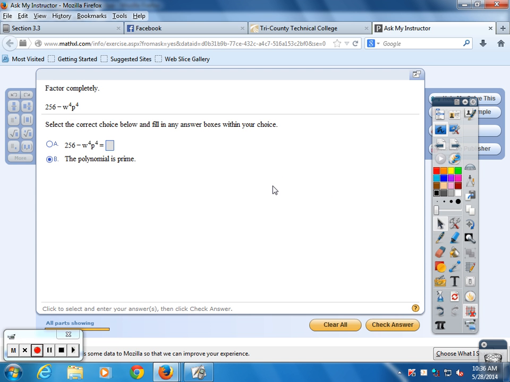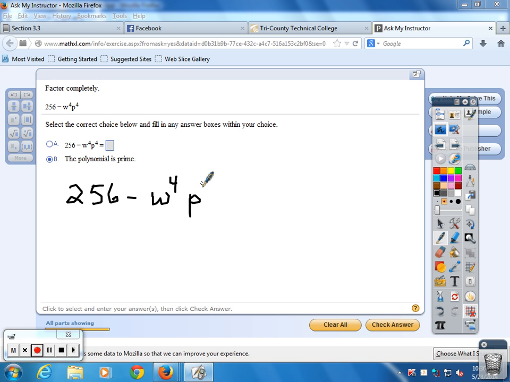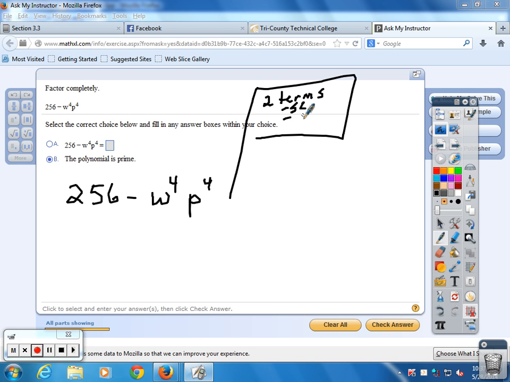Okay, another 2-term polynomial. So that means we got a couple of flags. This one is 256 minus w to the 4th p to the fourth. Now, flags. Two terms. That means we got to use a shortcut, or we're just going to factor out a common term. Because you can't use reverse FOIL on a two-term polynomial. So, two terms tell us that one, it's going to be a shortcut, or two, we've got to factor out a common term.